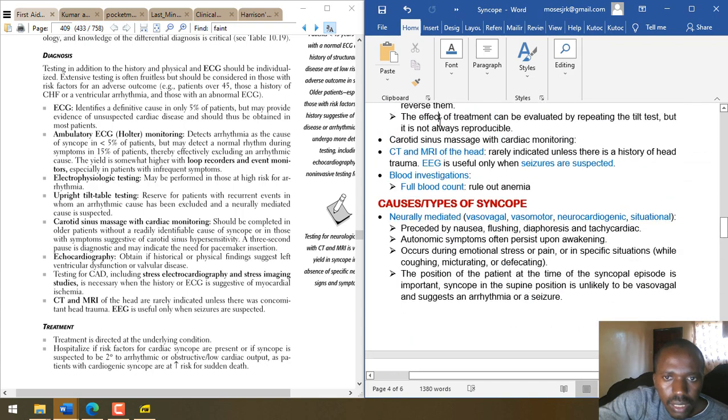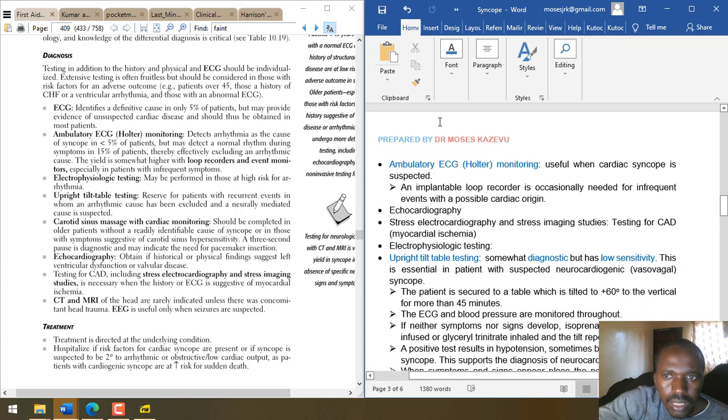Ambulatory. So it's used when cardiac syncope is suspected. Okay. So that's in less than 5% of patients. That's a very, very small fraction actually. But it may detect normal rhythm during symptoms. Okay, exclude and so on. The DCOs somewhat lower. Okay, but that doesn't add anything to that. And then the echocardiograph here, important. So it may show.